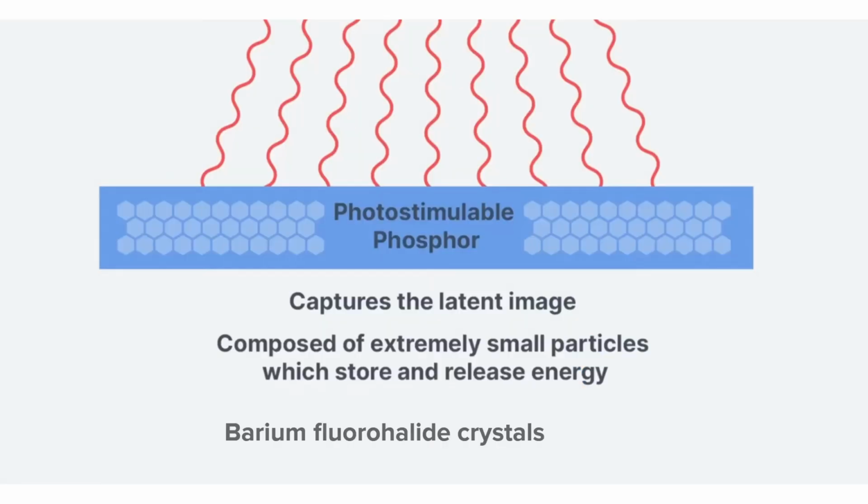The first one we're getting into here is computed radiography. The X-rays are hitting a photostimulated phosphor. That photostimulable phosphor, that PSP plate, is going to capture the latent image. It's composed of extremely small particles which store and release the energy. The book, and this is one of the more common ones, talks about this being made of barium fluorohalide crystals.